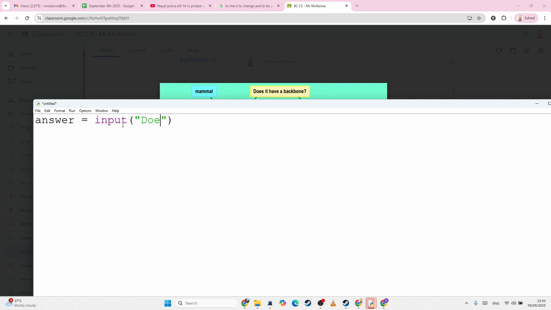So, does it have a backbone? And then we're going to use our conditionals, which was if. So we want to check the answer. So if the answer is equal to yes. Now I'm going to do all this lowercase because uppercase and lowercase is not the same thing when you're programming, so you've got to be careful.